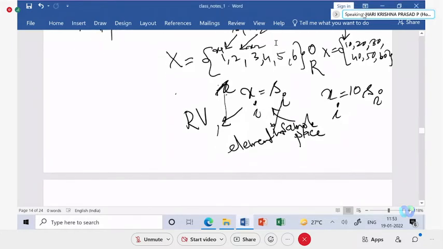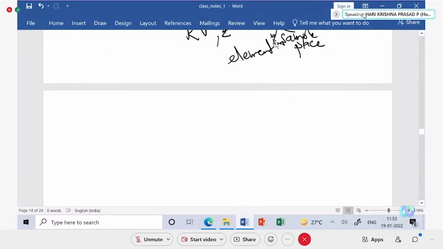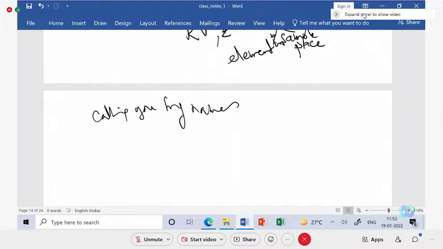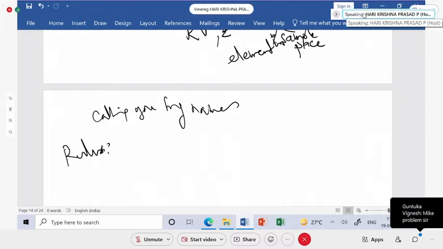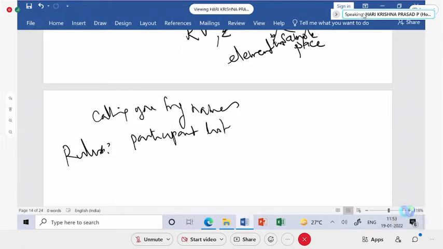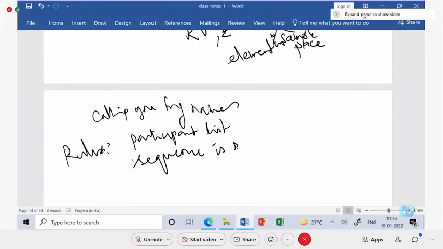Just now, I have been calling you by names. Here, what is the rule involved? The rule involved is I have referred to the participant list. I have called the names in exactly the same sequence as listed. The sequence is the same as reported in the list.